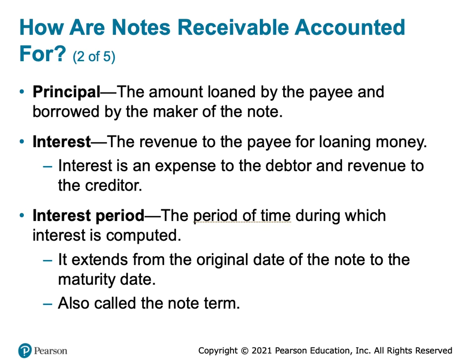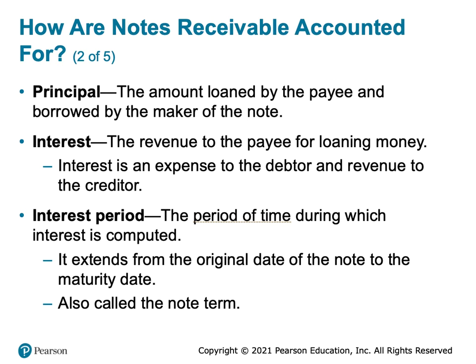So there's some keywords that we have to know as far as dealing with the notes receivable. One of those words is principal, so that's the amount loaned by the payee and borrowed by the maker of the note, so that's the amount exchanged or loaned. Interest is the revenue that's earned for loaning that money, and so in this chapter it's going to be a revenue to us as the creditor, and it'll be an expense to the debtor.